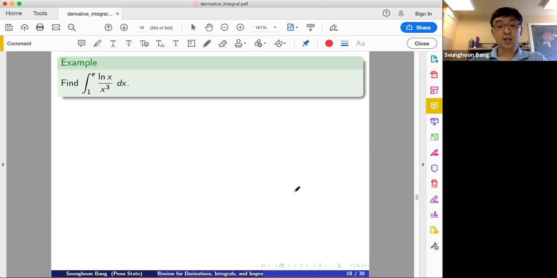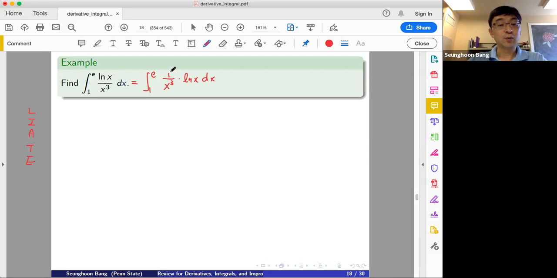So what is the best way for this problem? You can use integration by parts. We can rewrite this as the integral from 1 to e of 1 over x cubed times ln of x dx. So we can use integration by parts. You can decide u. How can you decide u? You can use LIATE.